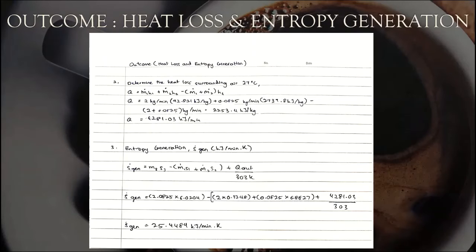Next one is to calculate the entropy generation. We have given the formula, which is M3 times S3 minus in bracket M1 times S1 plus M2 times S2, plus Q out over 303 Kelvin. So the value that we get from this calculation is 25.4489 kilojoule per minute times Kelvin.